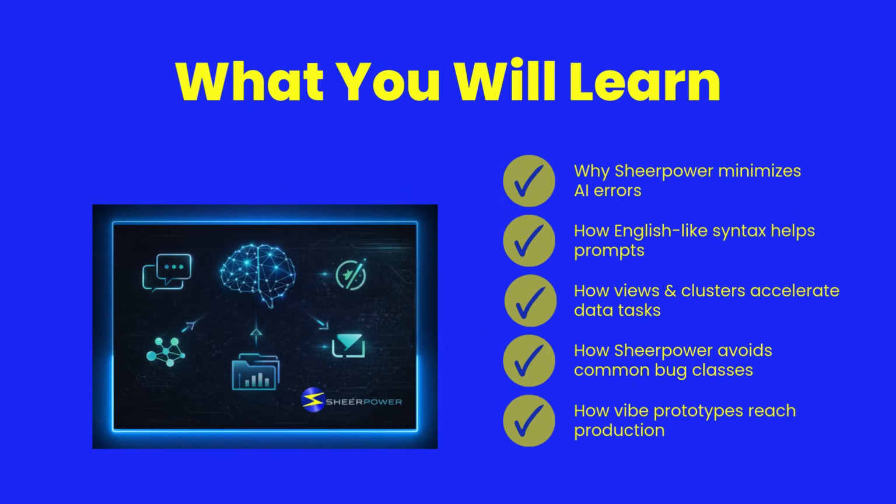In this section, what you will learn is why Sheerpower minimizes AI errors, and how natural language prompts map cleanly to code. You'll see how views and clusters power fast data tasks, letting programs stay efficient without extra tuning. We'll also cover why Sheerpower eliminates common bug classes, removing entire categories of errors that often appear in AI-generated code. And finally, you'll learn how vibe prototypes become production-grade, so the code you generate doesn't stop at experimentation, but is ready for real-world use.